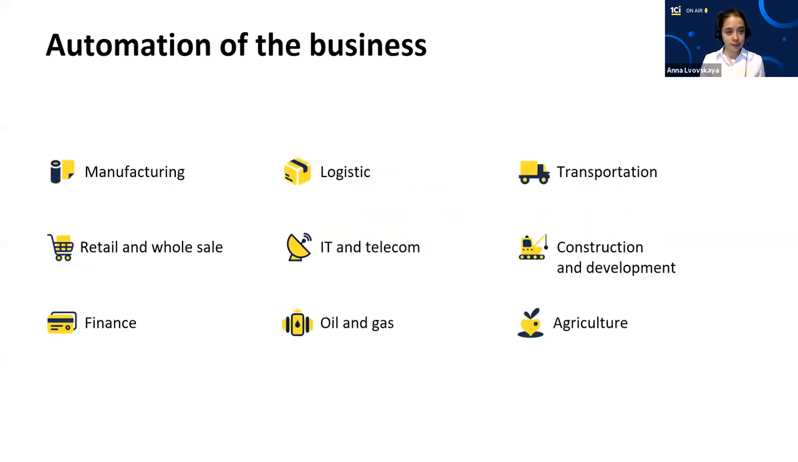What type of businesses do we automate? Basically, you can name any. Here on this slide, you see what types of businesses our clients have. And you see it covers basically everything you can think of. It's manufacturing, it's IT and telecom, it's finance, it's retail, it's transportation. We have got solutions for all of those companies.